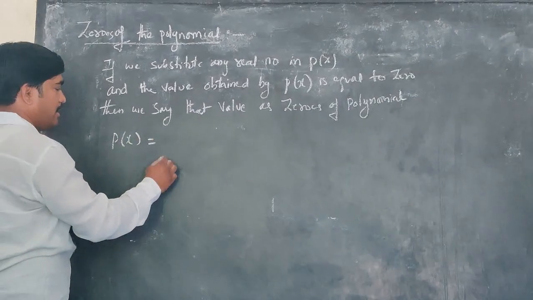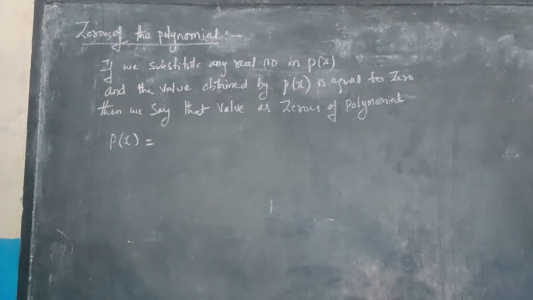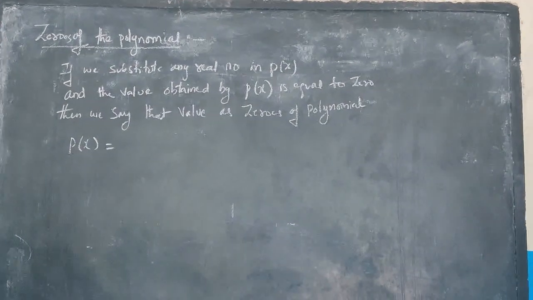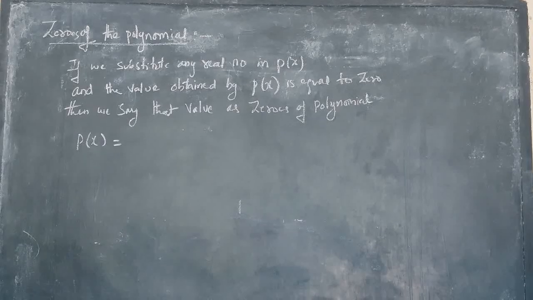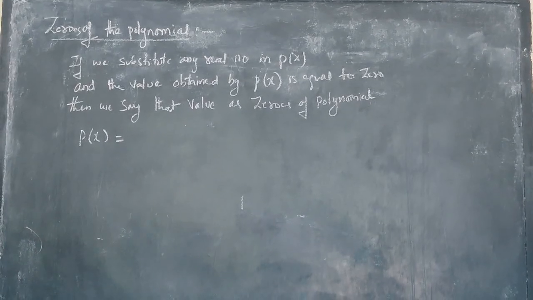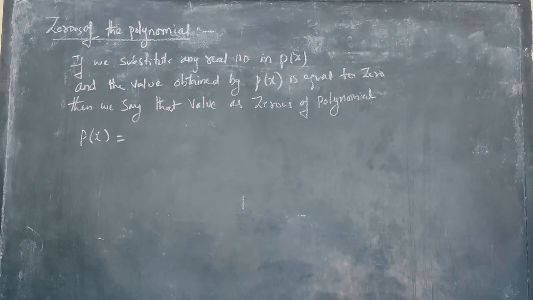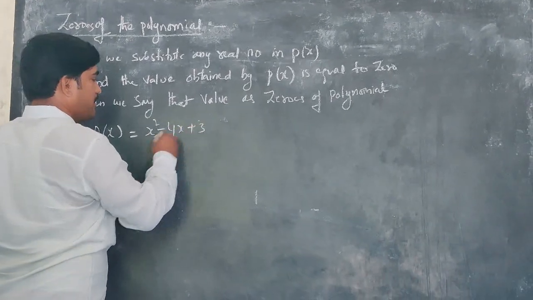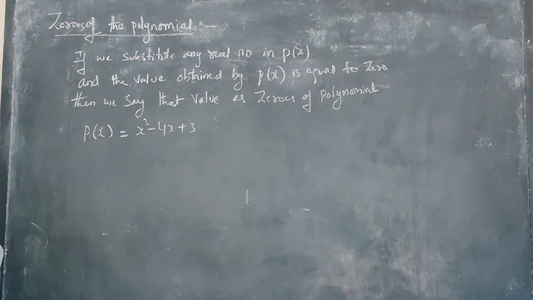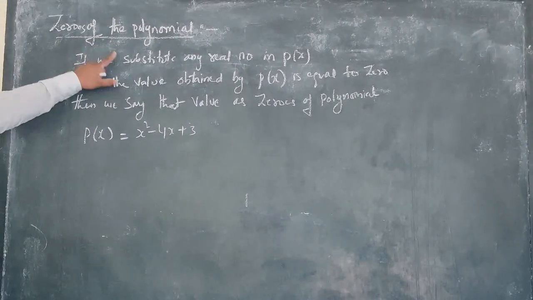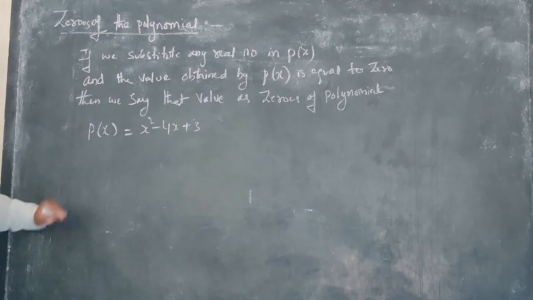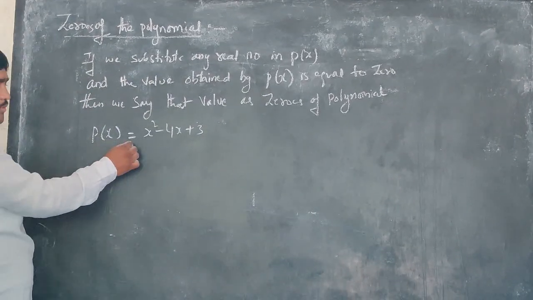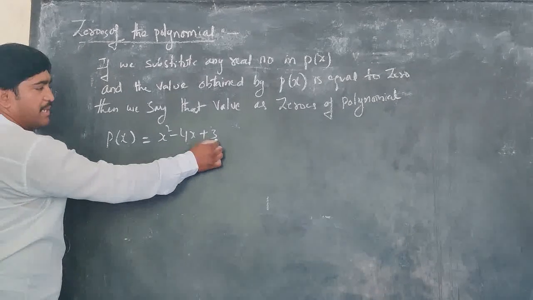P of x is equal to x square minus 4x plus 3. Now, how to find out the zeros of the polynomial? I'll explain with the example how to. Now just look at this. This is a general polynomial given: P of x equal to x square minus 4x plus 3.